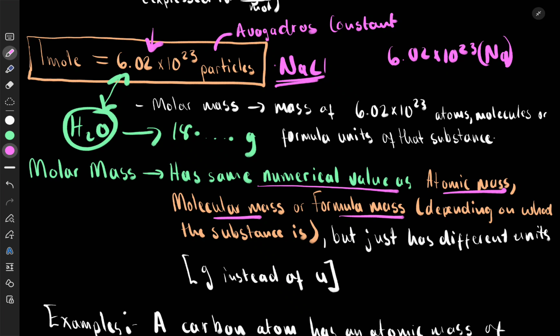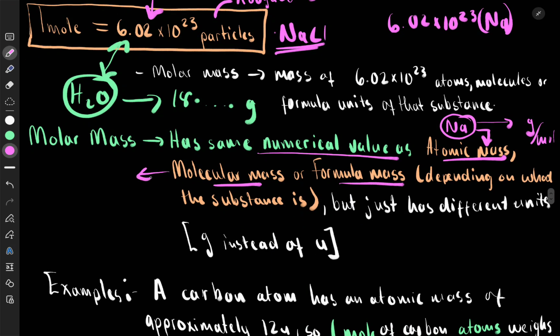Molar mass, if we are looking at atoms, if you are looking at sodium, what is the molar mass of sodium? Just look at the atomic mass of sodium and write that answer in grams. That will be the molar mass. That will be grams per mole. We are saying that for 1 mole of sodium, we have this mass in grams. That's why we say grams per mole.